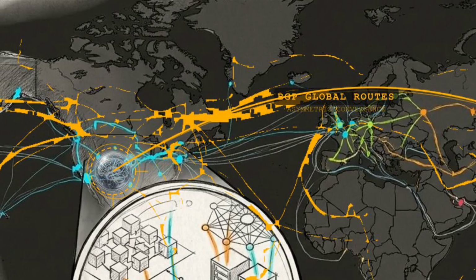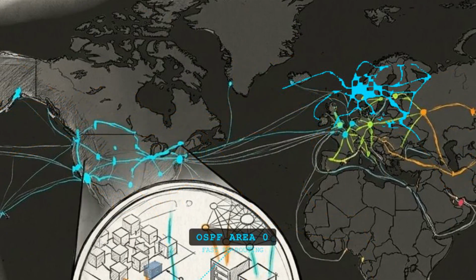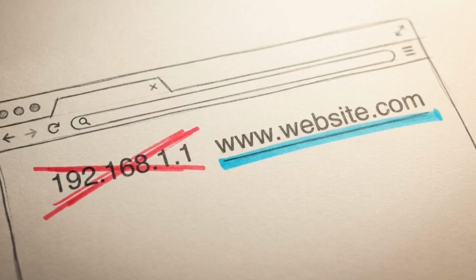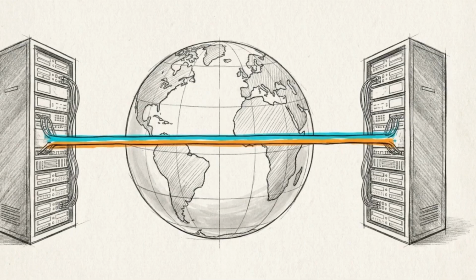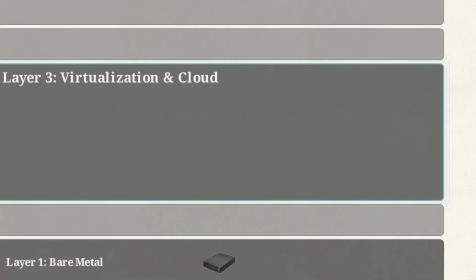Global traffic is directed between massive networks by the Border Gateway Protocol, while Open Shortest Path First handles the internal routing. The domain name system abstracts numerical IP addresses into the human-readable URLs we use daily. Layer 2 completely removes the constraint of physical distance, making massive remote data centers as instantly accessible as your own local components.